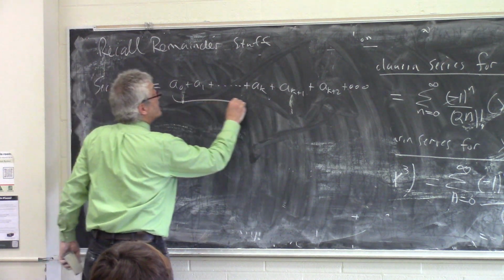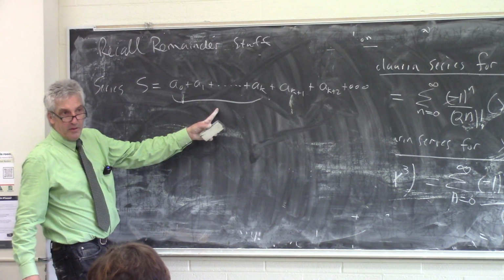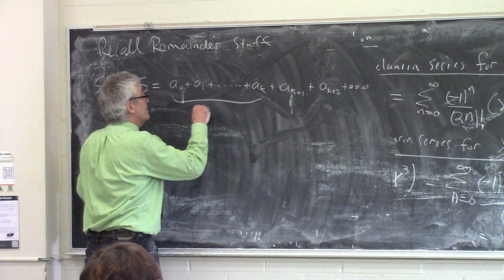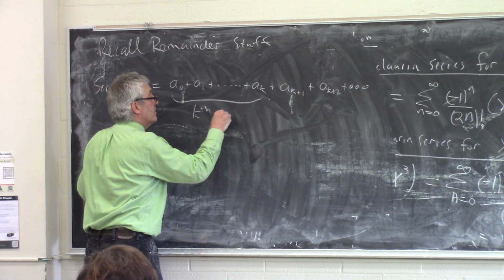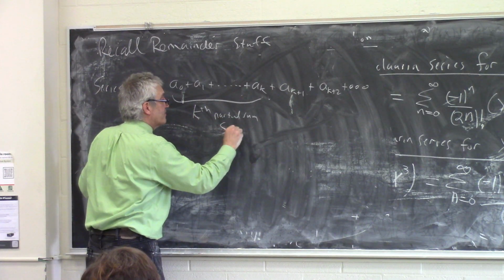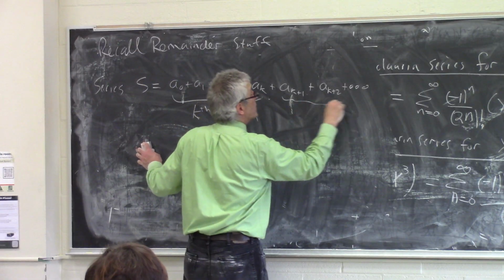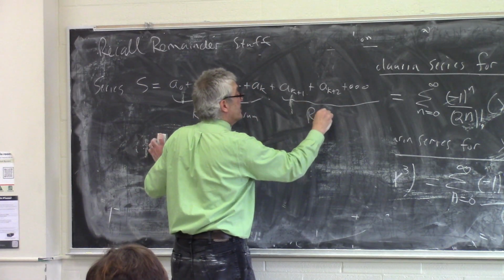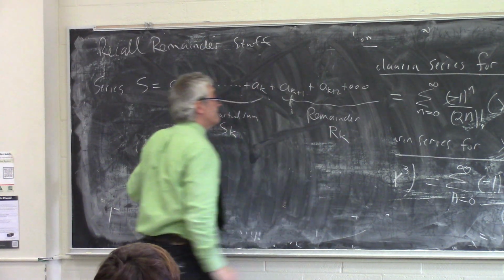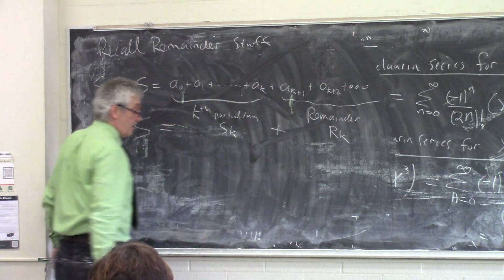But I could think of this, what do you call this? If I just add up the first K of them, this is the kth partial sum, and we denote this by S subscript K. And then what do we call this? This is the remainder, RK. So we get S equals SK plus RK.